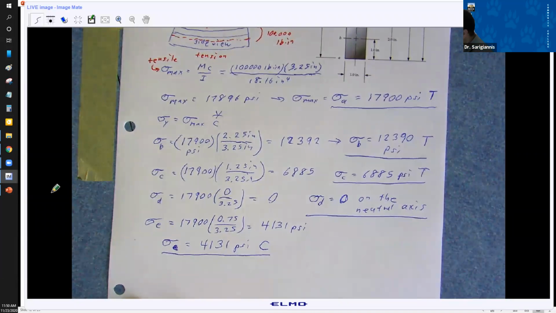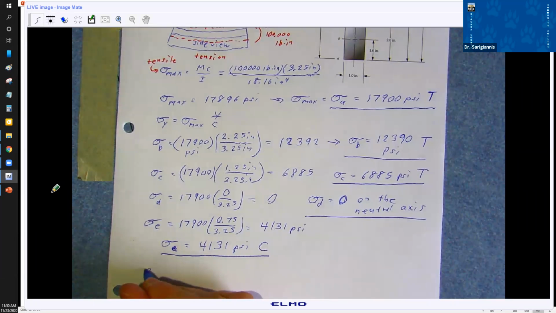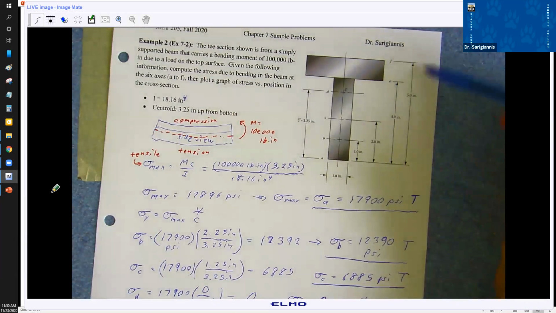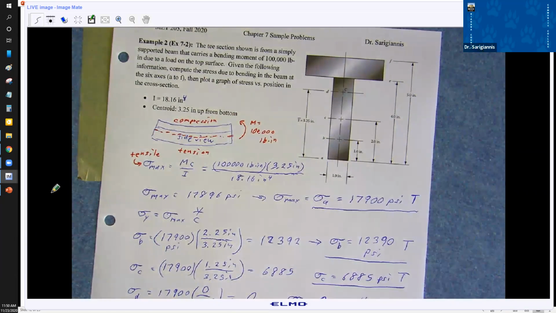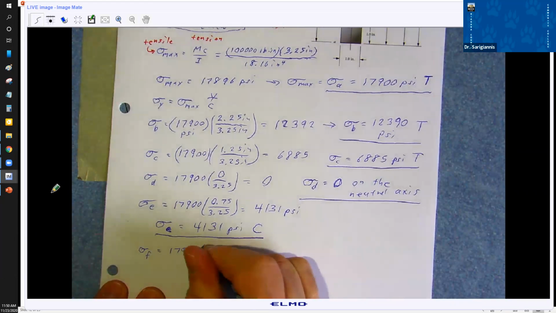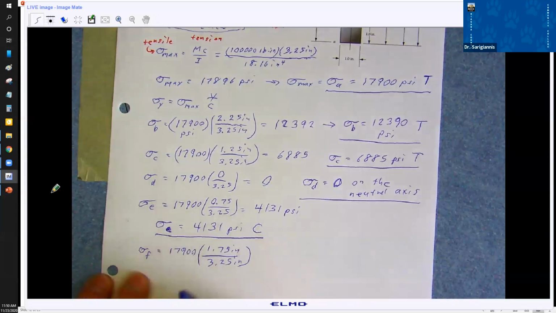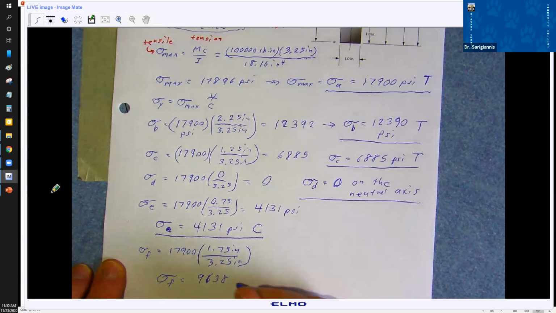It's in compression. We can do the same thing for sigma F. And that distance is 5 minus 3.25, so that's 1.75 inches over 3.25. We see that sigma F is equal to 9,638 psi, and that is also in compression.